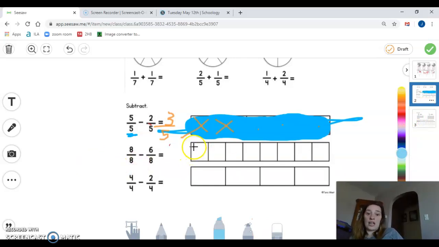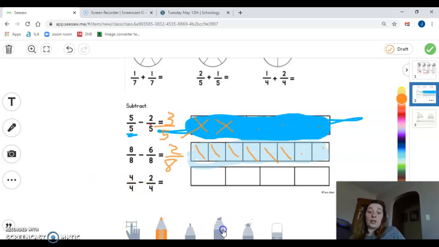That blue was kind of hard. I think I'm going to use a highlighter so that you guys can still see through it. 8/8. So we're going to shade in all 8. Yeah, that's much better. Okay, and then we're going to take away 6 of them. So we're going to cross out 6. 1, 2, 3, 4, 5, 6. How many's left? 1, 2. 2 out of 8 are left. My denominator stays the same, just like with adding.